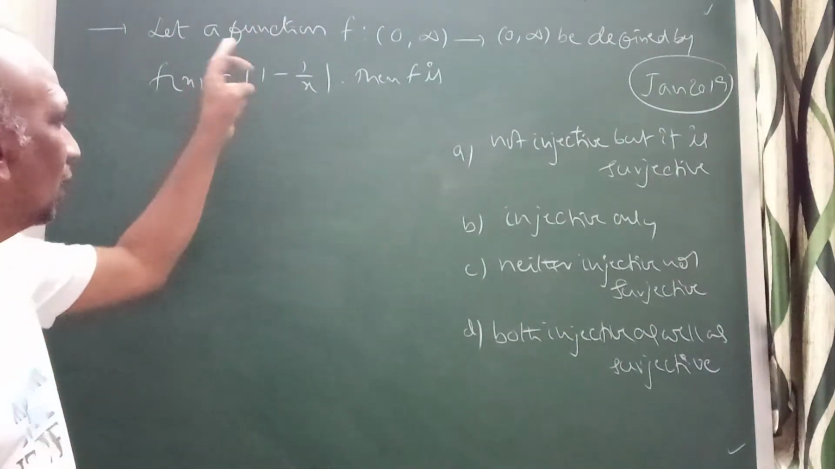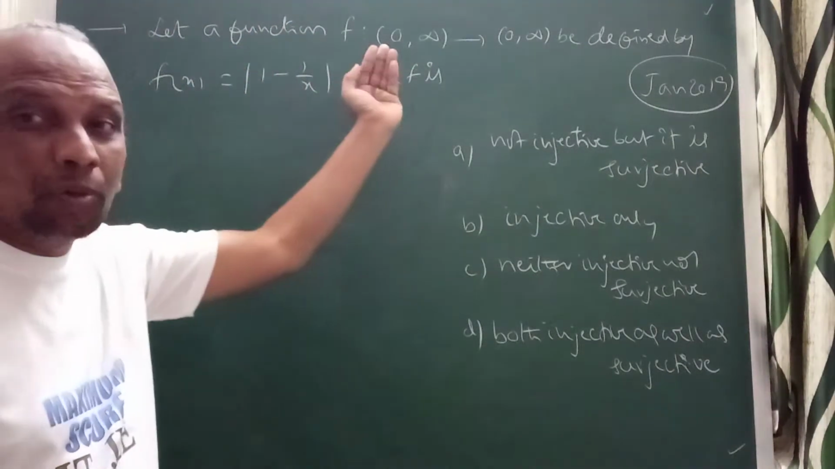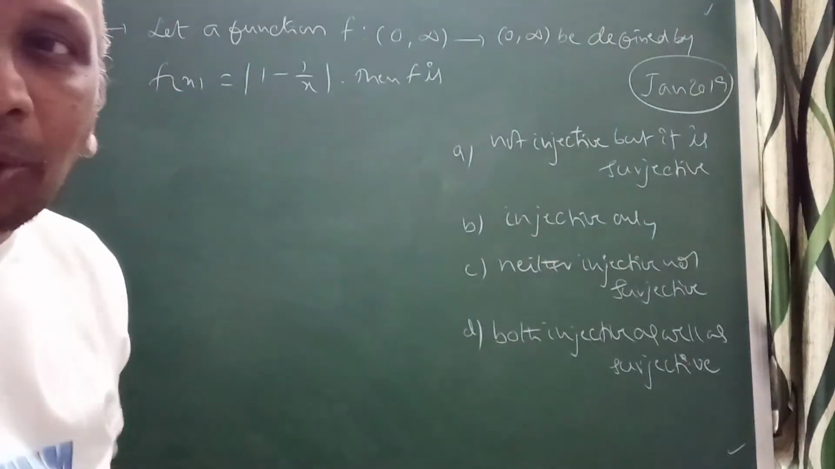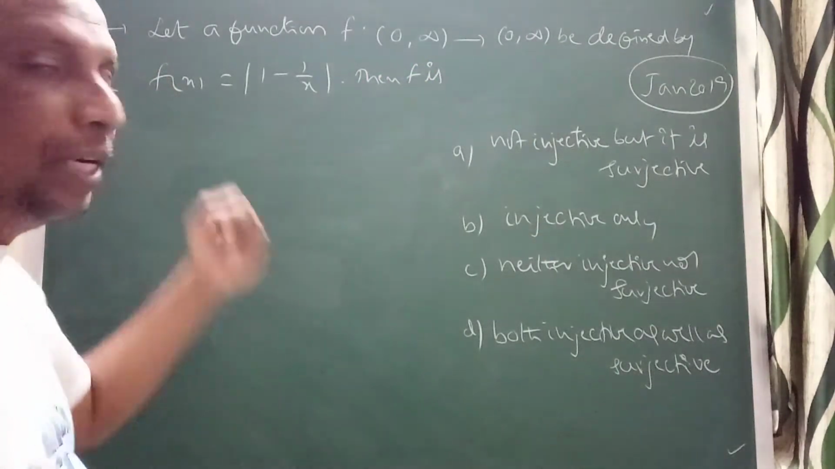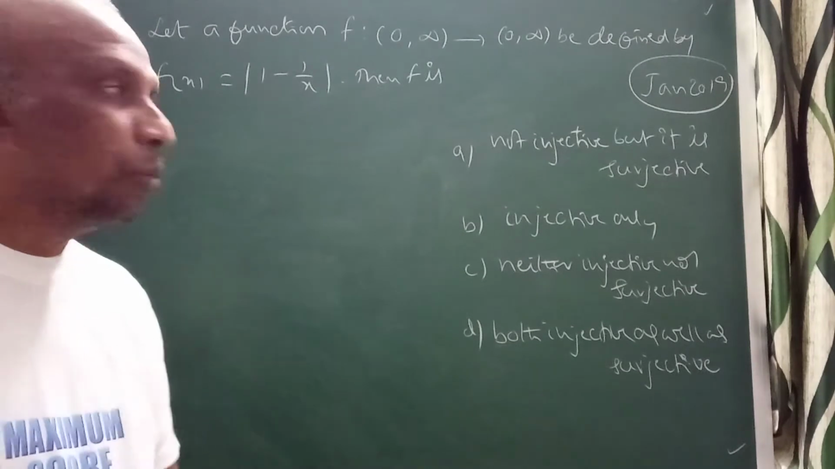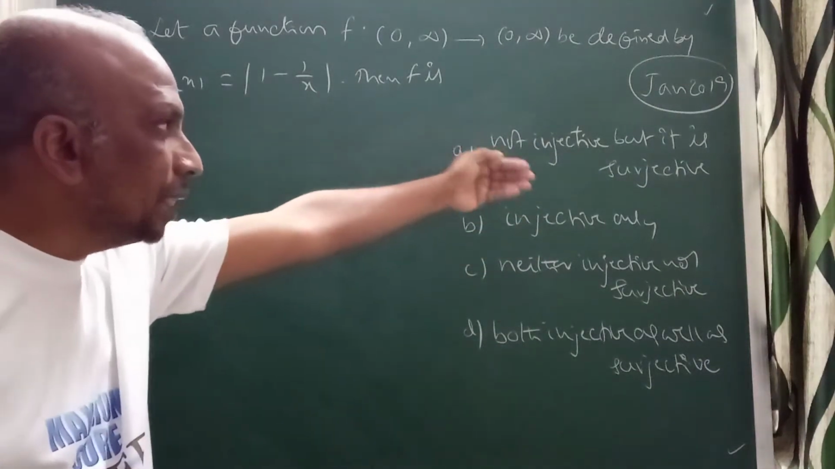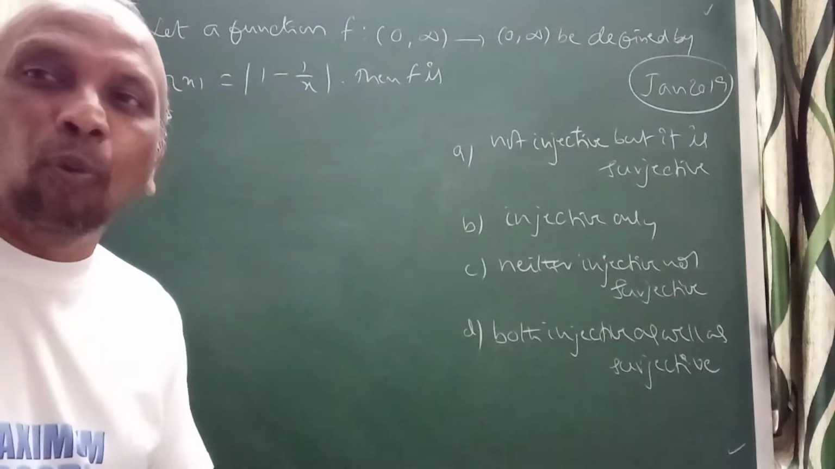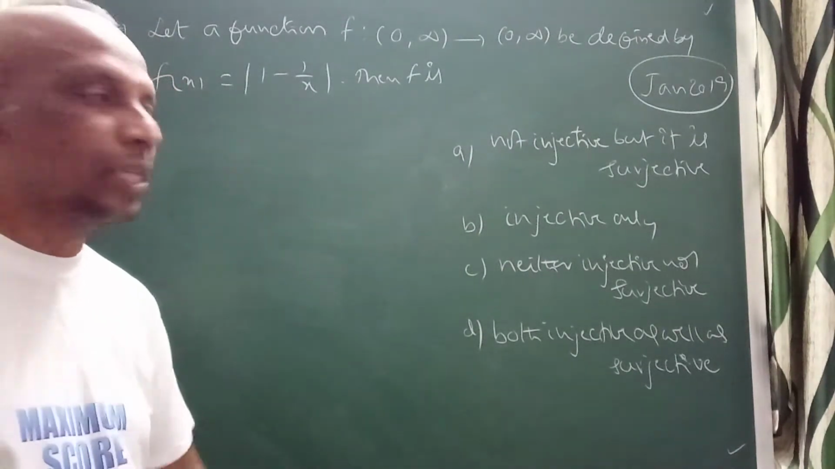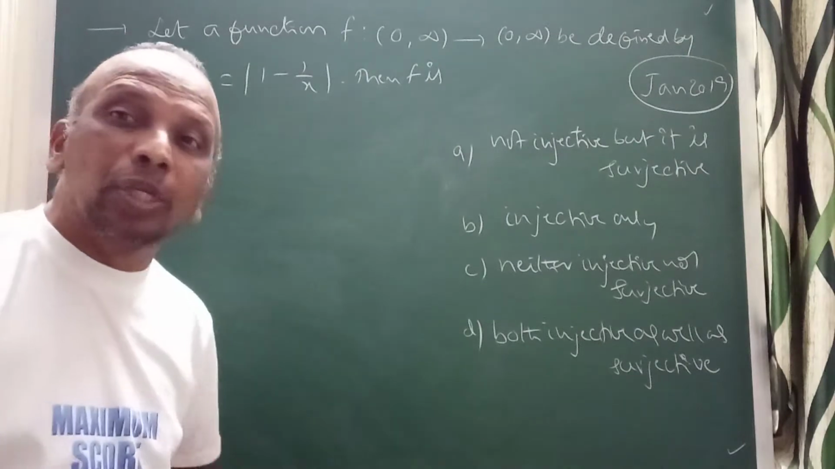You can see this one. Let a function f from open interval 0 comma infinity to open interval 0 comma infinity be defined by f of x equal to mod 1 minus 1 by x. They are asking about injective or surjective. Injective means 1-1, surjective means onto. They are discussing about that. But here we observe this problem.